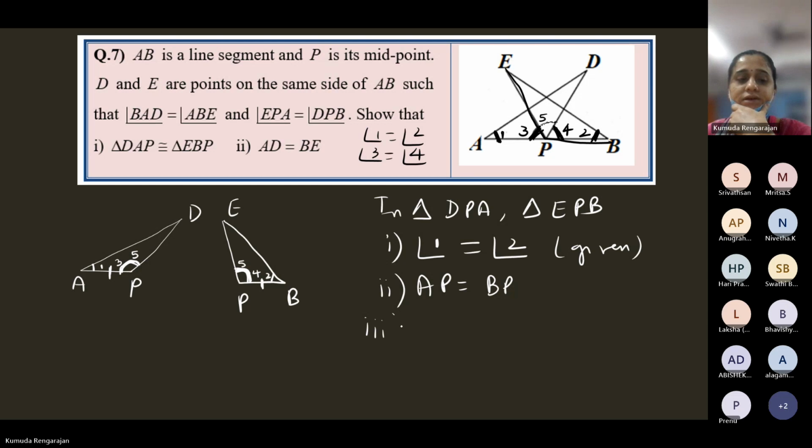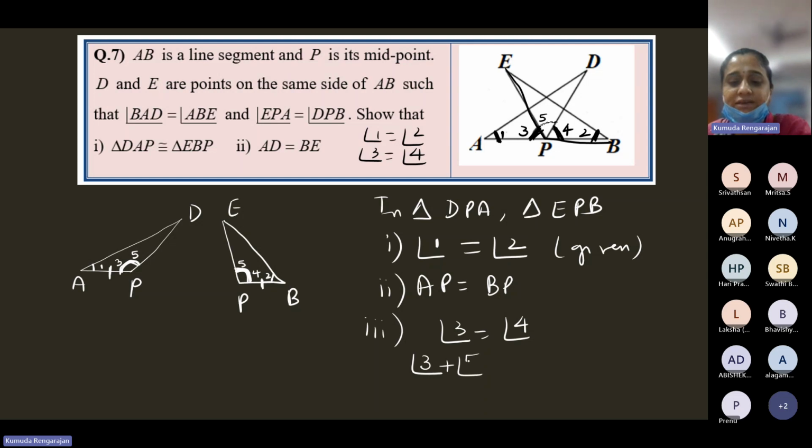Then in the question, it's only given that angle 3 is equal to angle 4. In the question, only this is given. So we know that when equals are added to equals, the wholes are also equal. So we will add angle 5 to both the sides. Angle 3 is equal to angle 4 is given to us. We'll add angle 5 to both the sides.